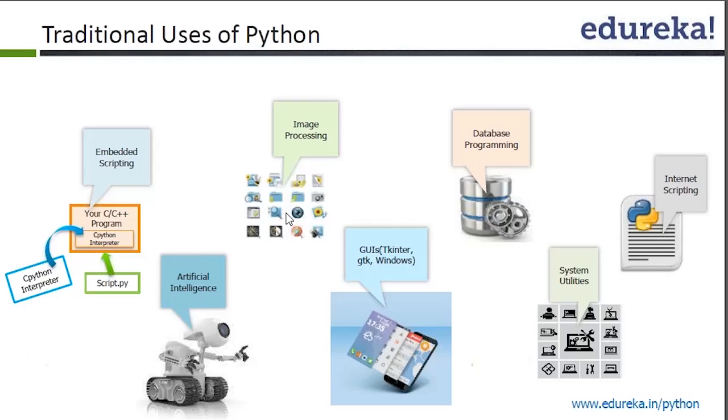Pull the data out of the internet using your web scraper, etc. Artificial intelligence, of course, you have your machine learning packages extensively built in Python. You also have natural language processing in Python, GUIs, Tkinter, GTK, Windows. So they have traditionally used Python. And these systems might not be exclusively using Python. They might be using Python with Java, right? But all we're trying to say here is that Python is also extensively used.